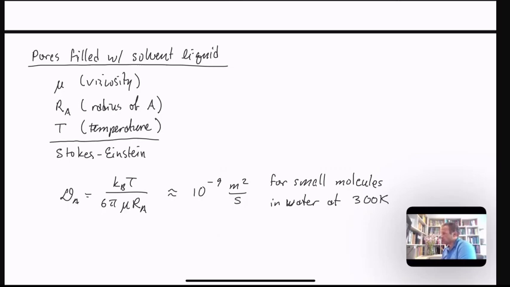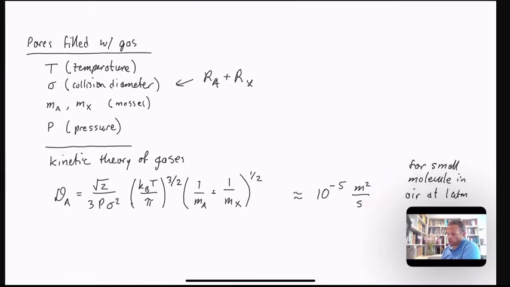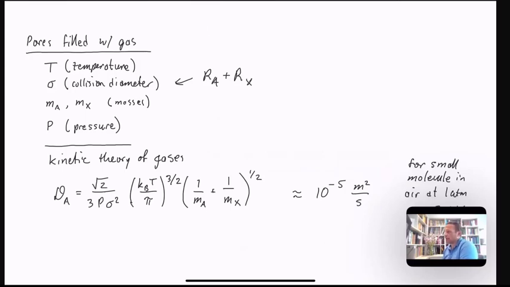So how large is this number? It's about 10 to the minus 9 meters squared per second for small molecules in water at 300 degrees Kelvin. What if the pores are filled with a gas? Again, properties like temperature are going to matter. We're going to have to think about the collision diameter now. So this is going to involve the radius of the solute molecule Ra and also the radius of the gas molecule collision partners. We also need to know their masses, the solute and the molecules in the gas, and we need to know the pressure.